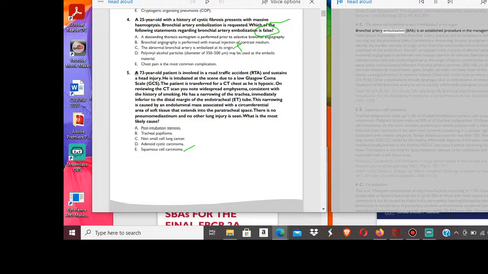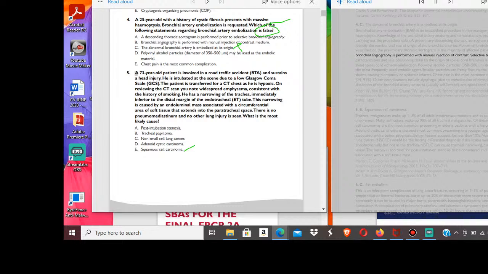Bronchial artery embolization, BAE, is an established procedure in the management of massive hemoptysis. Knowledge of the bronchial artery anatomy and its variations is essential in carrying out the procedure safely. A preliminary descending thoracic aortogram is performed to identify the number and site of origin of the bronchial arteries. Abnormal bronchial arteries are visualized on the preliminary thoracic aortogram in the majority of affected patients. Selective bronchial angiography is performed with manual injection of contrast.